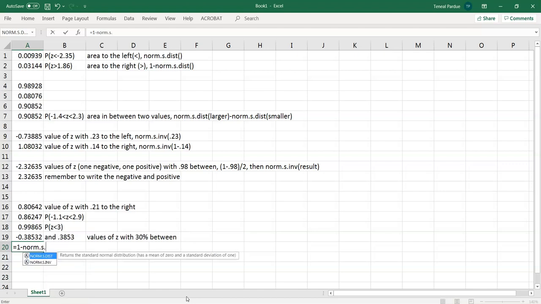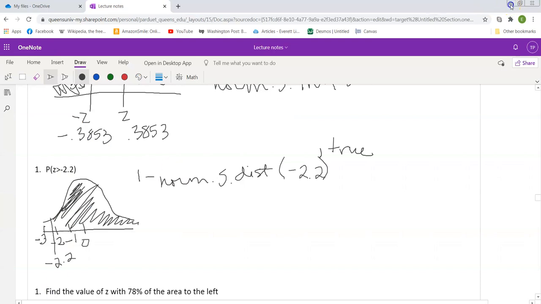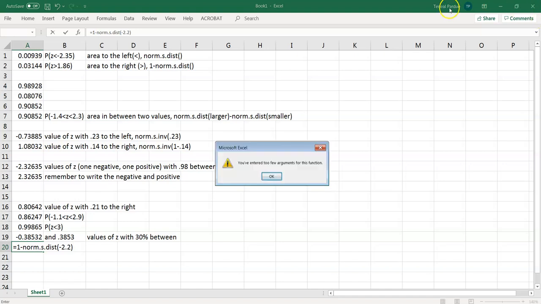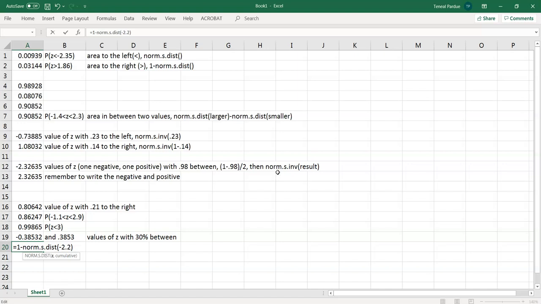So NORM.S.DIST. And I have forgotten what value we were looking for. Negative 2.2. And of course I forgot the comma true. I did that on purpose to remind you to do it. That's my story and I'm sticking to it. So here, this is saying find the probability that z is greater than negative 2.2.